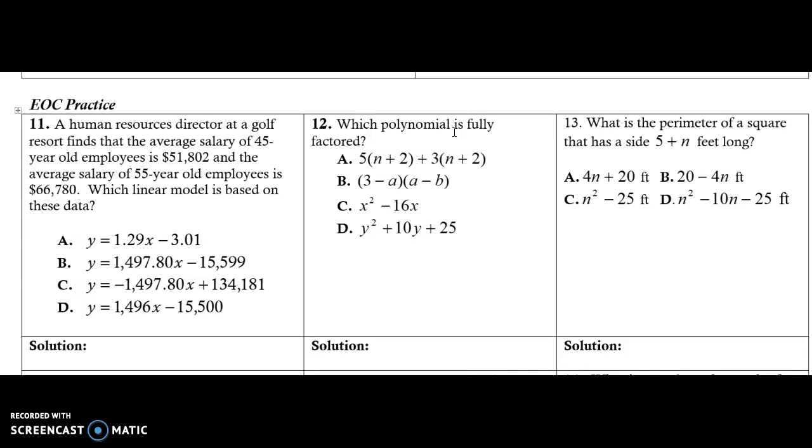I have 45-year-olds that are making $51,802. And then I have 55-year-olds making $66,780. So I can first calculate the slope by subtracting my y's over my x's. So I can say 66780 minus 51802 divided by 55 minus 45. So I can say whatever that is divided by 10.